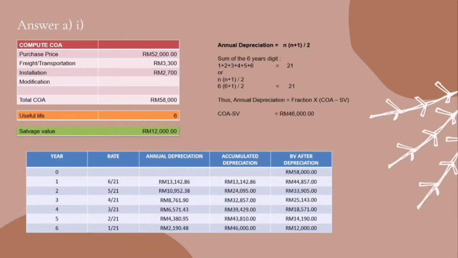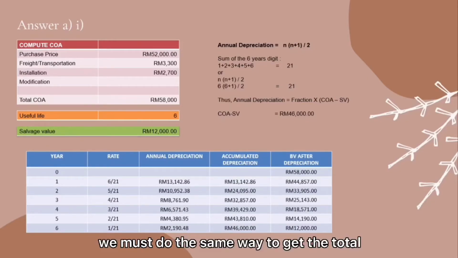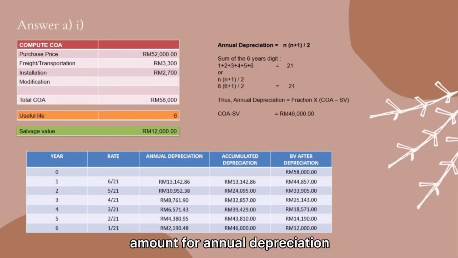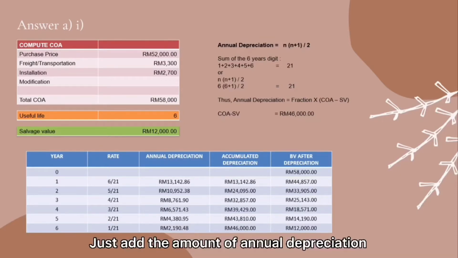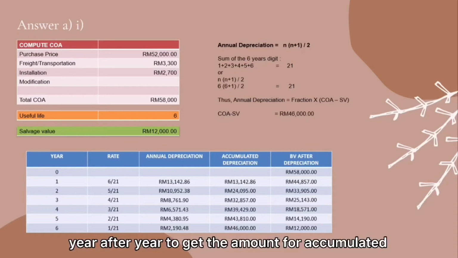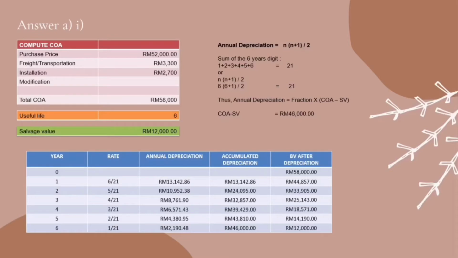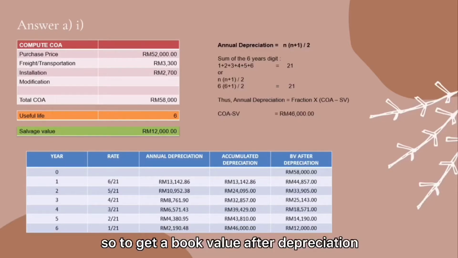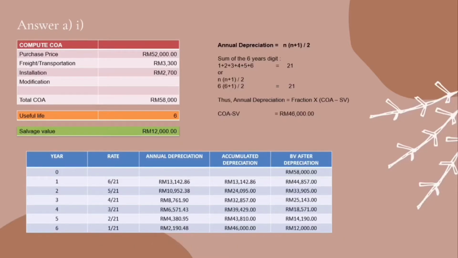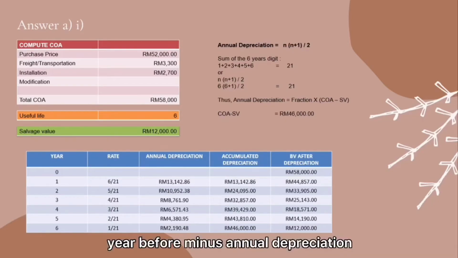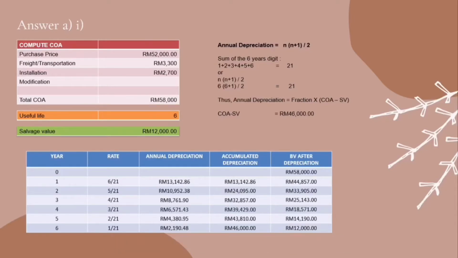So for year 1 until year 6, we must do the same way to get the total amount for annual depreciation. For the accumulated depreciation, just add the amount of annual depreciation year after year. To get the book value after depreciation, take the book value after depreciation of the year before minus the annual depreciation.